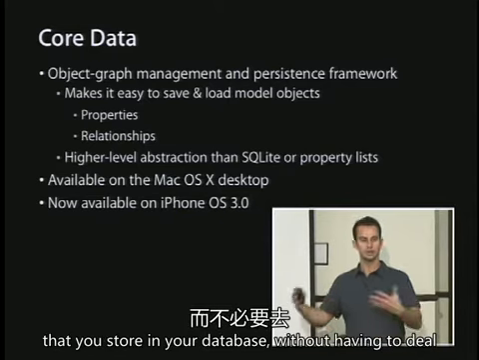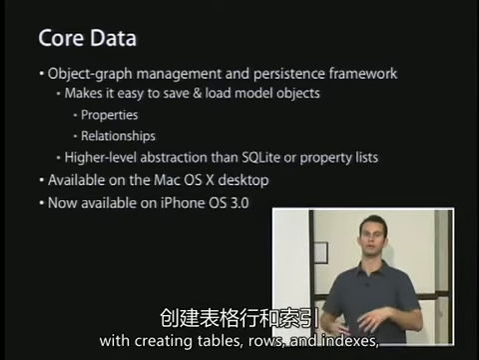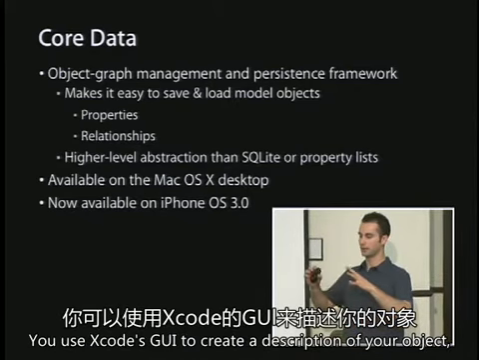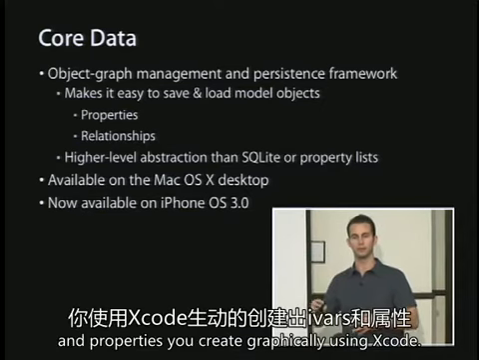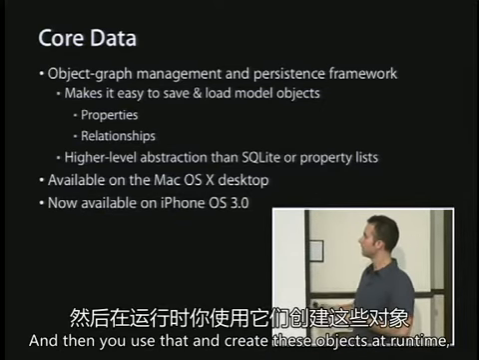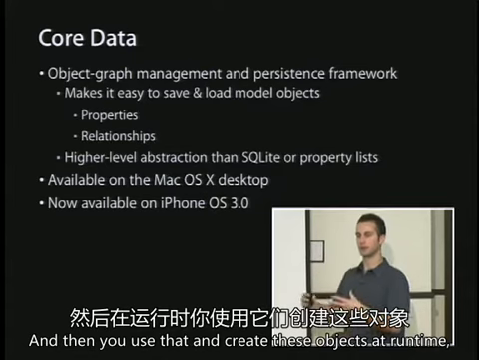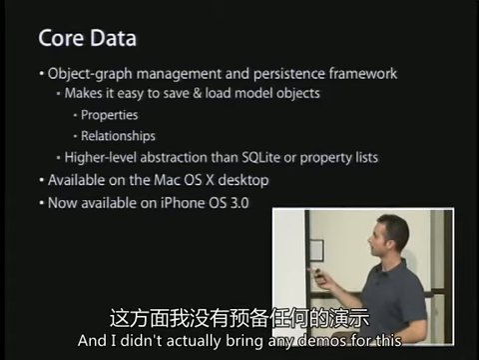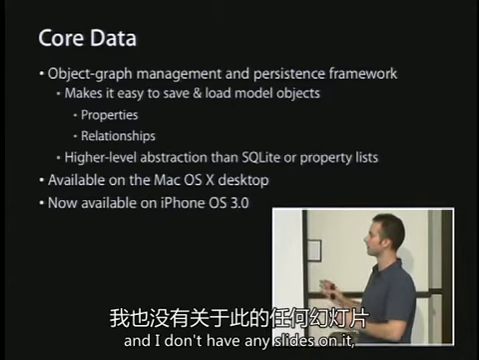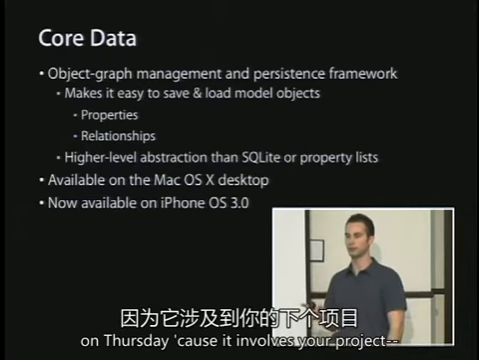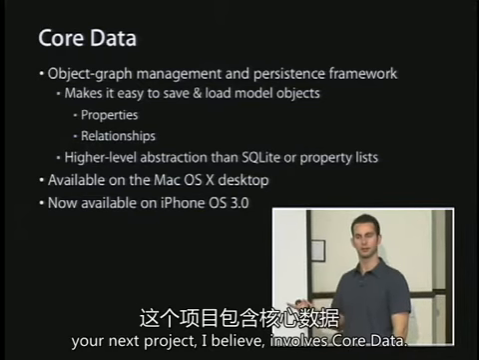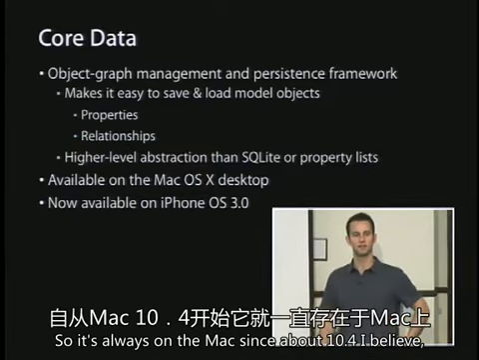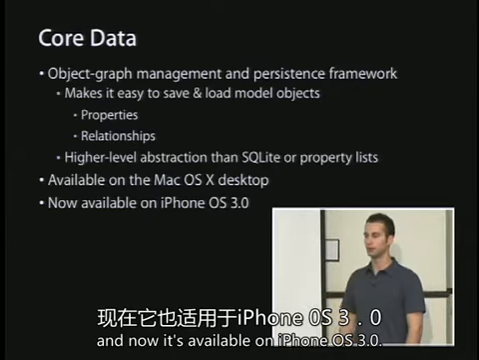model objects that you store in your database without having to deal with creating tables, rows, and indexes and all these other things. You use Xcode's GUI to create a description of your object, like all the ivars and properties you create graphically using Xcode. And then you use that and create these objects at runtime, or maybe attach them to a table view to show the values of these objects. I didn't actually bring any demos for this, and I don't have any slides on it, but I believe Josh is going to talk about this on Thursday because your next project involves Core Data. It was always on the Mac since about 10.4, and now it's available on iPhone OS 3.0.